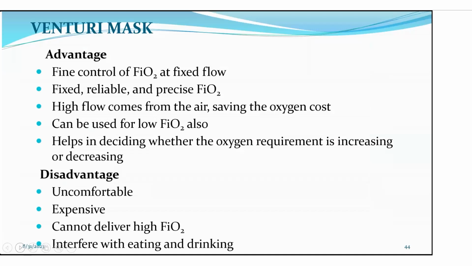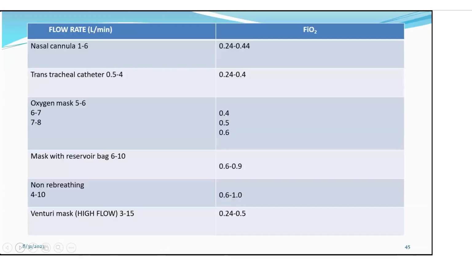When you come to advantages: fine control of fraction of inspired oxygen at fixed flow, fixed, reliable, and precise oxygen. High flow comes from the air, saving oxygen cost, it can be used for low oxygen also, and it helps in deciding whether the oxygen requirement is increasing or decreasing. Disadvantages: it is uncomfortable, it's expensive, and it cannot deliver high fraction of inspired oxygen. It can interfere with eating and drinking because it's a mask.